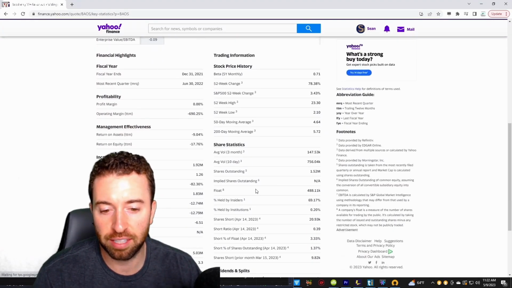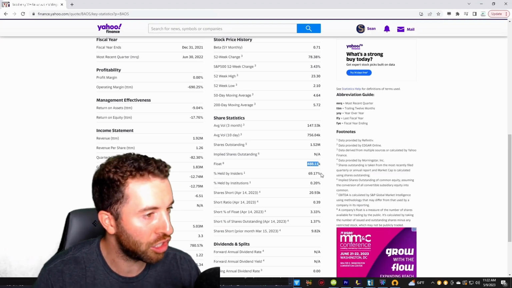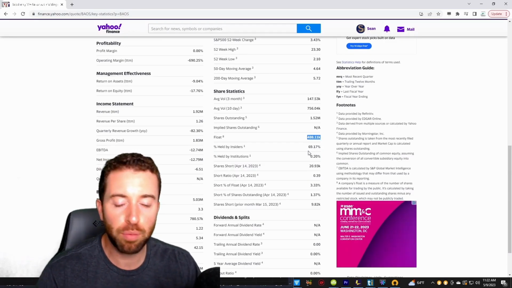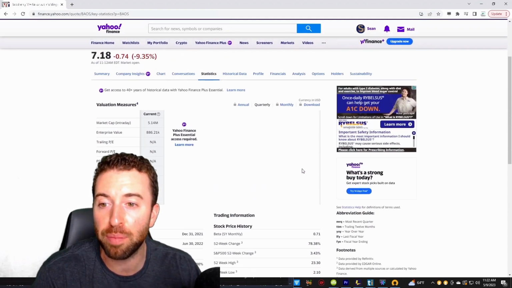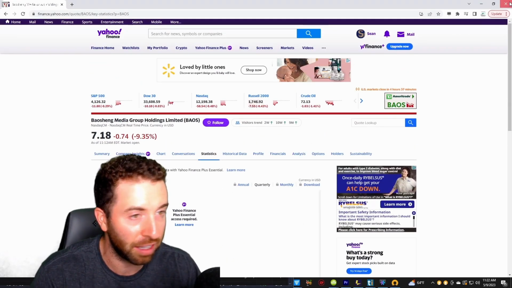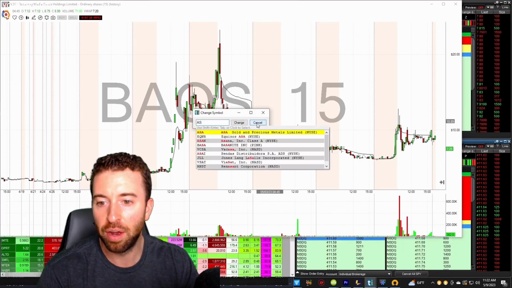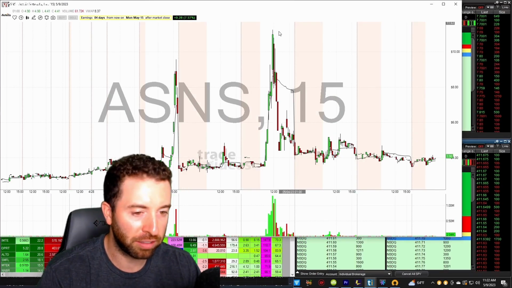We take a look at statistics. The float is underneath 1 million shares. Underneath 1 million shares right here. That's amazing, because when you have a lot of volume, everyone's fighting for less than 1 million shares available, which leads to price increasing dramatically. And I'm just going to show you guys some other examples right here. It comes down to ASNS. ASNS, monster spike, monster dump, monster spike, monster dump.